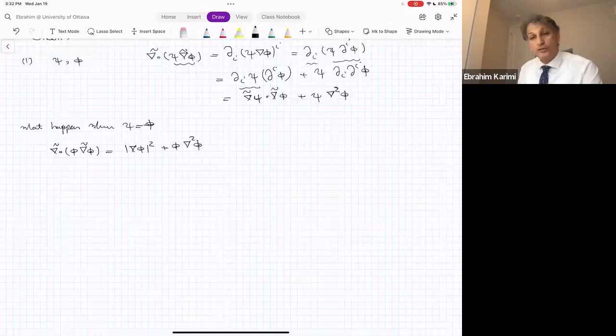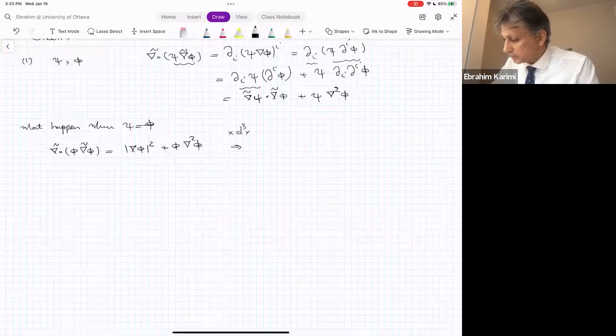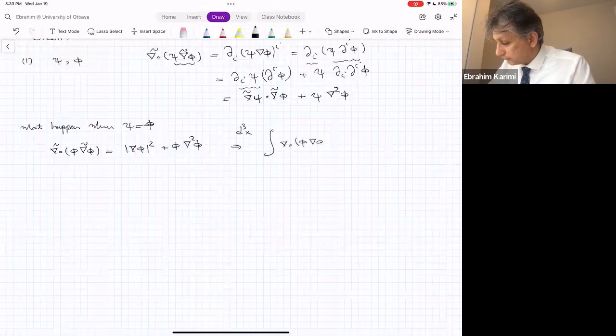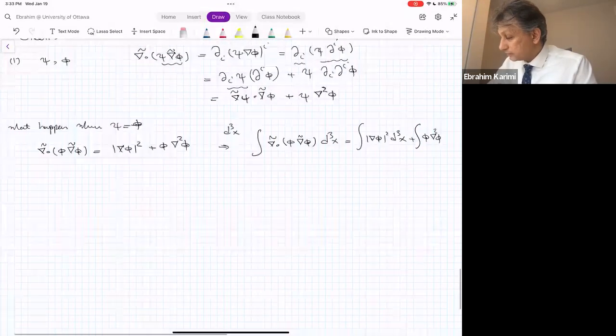Now I can multiply both sides by the volume element d3x and take the integral. Then I will get the integral of the divergence of phi gradient of phi d3x, which is equal to the integral of the absolute value of the gradient of phi to the power of 2 d3x, plus the integral of phi Laplacian of phi d3x.